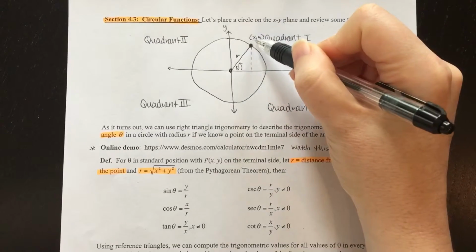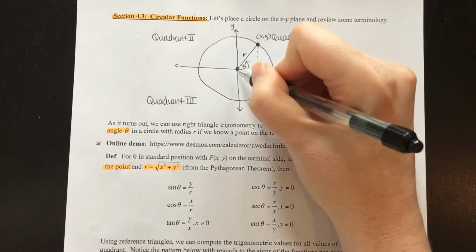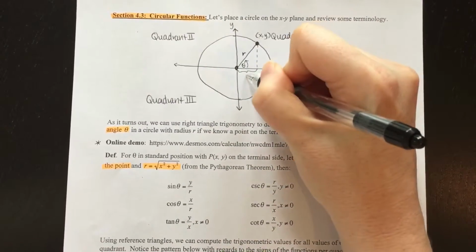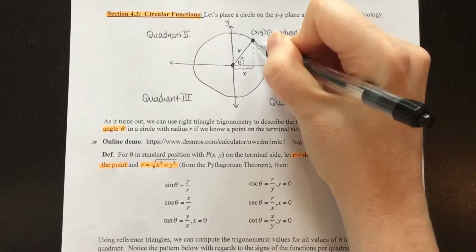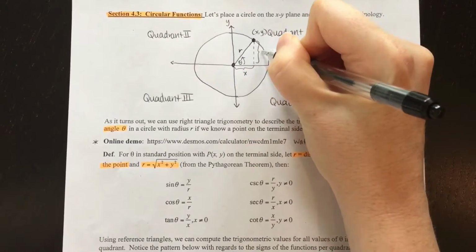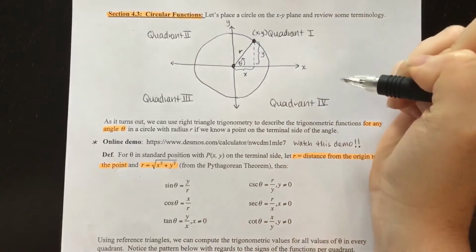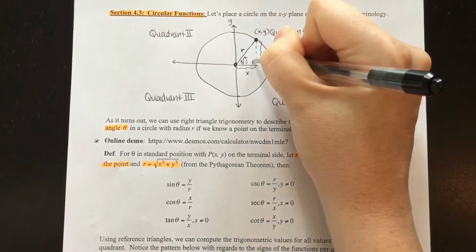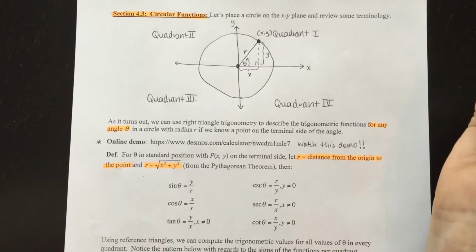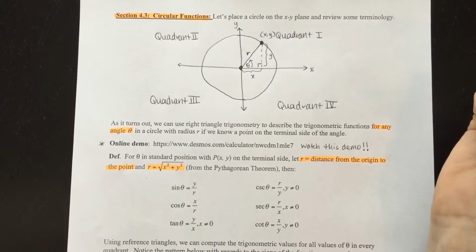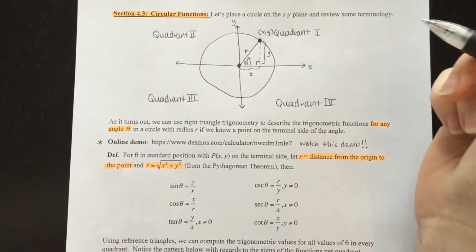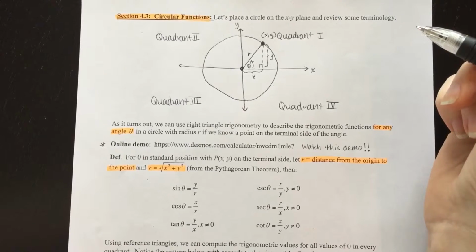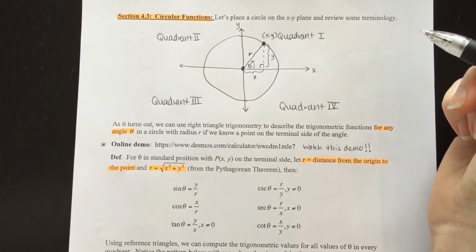Using the fact that this coordinate is xy, we know that this horizontal distance is equal to x, and the vertical distance is equal to y, because that's the location of my point xy. And so lo and behold, inside our circle is a right triangle. That's how we can use trigonometry in a circle, using the same SOHCAHTOA relationships that we reviewed before.